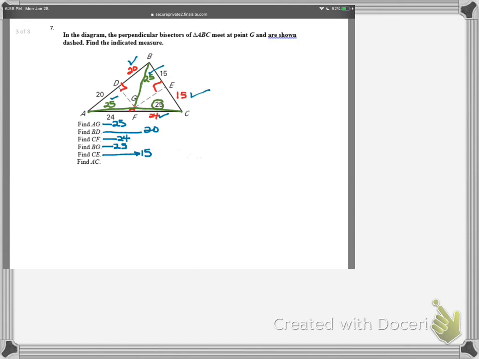Okay, the last one that they're asking us about is AC. Now don't get fooled here. AC is the complete length. So if AF is 24 and FC is 24, then AC has to be 24 plus 24, or 48. And we're done with the review.